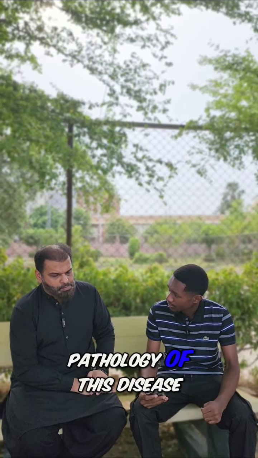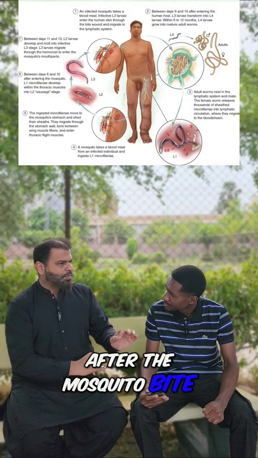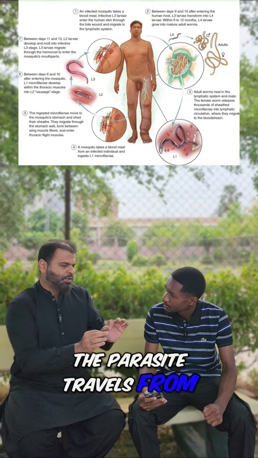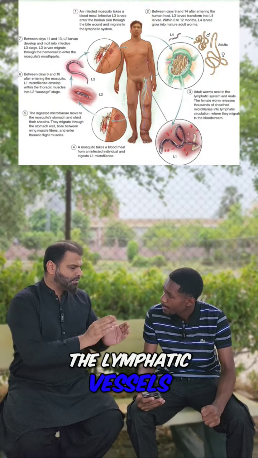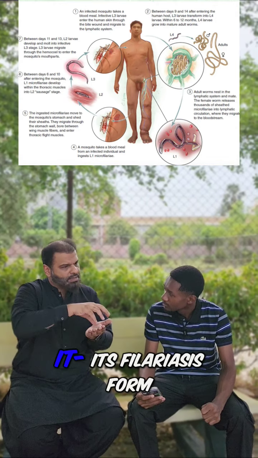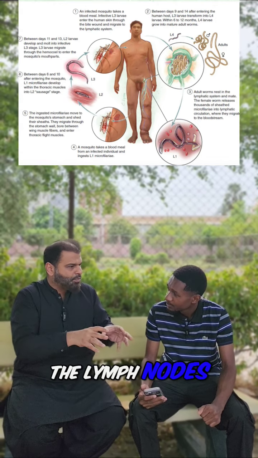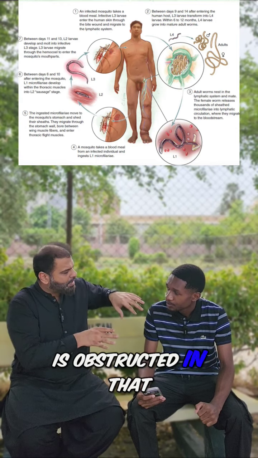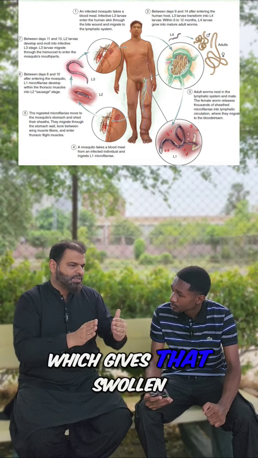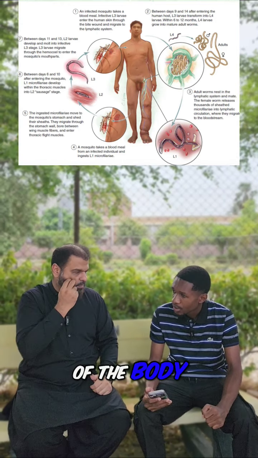So what is the pathology of this disease, sir? After the mosquito bite, the parasite travels from the subcutaneous tissue into the lymphatic vessels. It is carried to the lymph nodes where its filarial form proliferates and blocks the lymph nodes, and the lymph flow is obstructed in that part of the body, which gives that swollen appearance to that part of the body. So is there any drug which you can give to the patient?